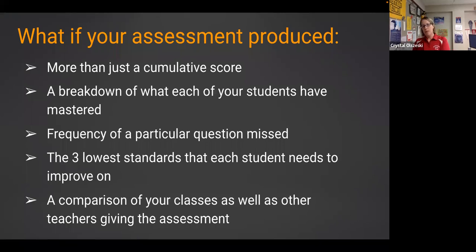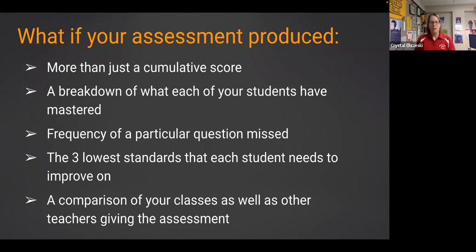So, if your data could produce more than just a cumulative score, what your students mastered and exactly what they mastered per content for the curriculum, how often they missed that, if that question was asked multiple times, what standards are they struggling with, what's their 3 lowest standards. If you could get that information, that's going to be a lot more valuable than, hey, they got an 80% on this test.